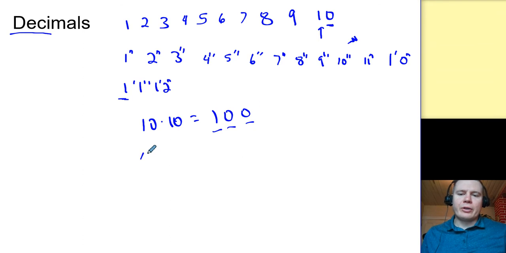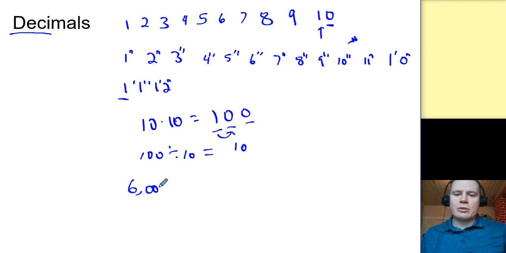If I have 100 divided by 10, that moves me from the hundreds place down to the tenths place. Right? So if I gave you the long division problem, 6,000 divided by 10, I hope you're not doing actual long division.